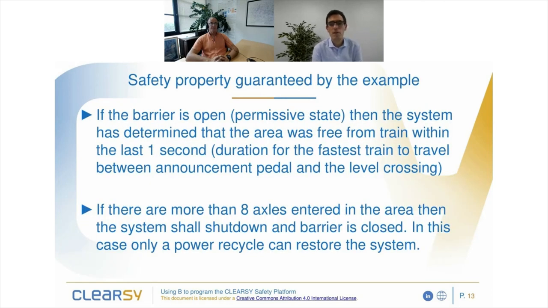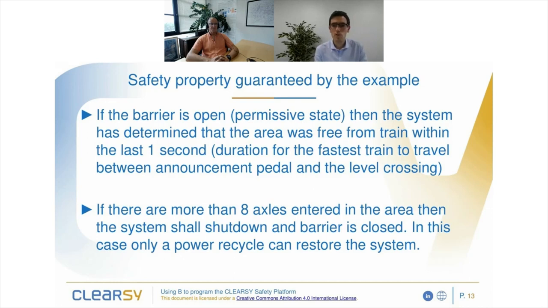Before moving inside the implementation, just one slide about the properties that we want to guarantee. The property that we want to guarantee is that the barrier is open only if the system has seen, during the last second, the area not occupied. In any other case, if during the last timing slice between now and now minus 1 second there is one axle or more in the area, then the barrier shall be closed.